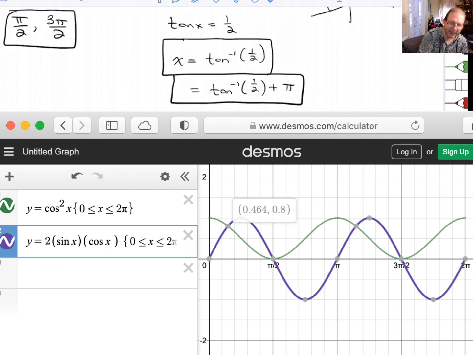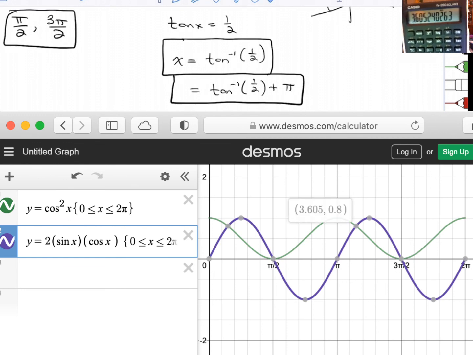And if I add pi to that, this should give me the other value. So that plus pi gives me 3.605. And if I come over here, sure enough, we get 3.605. So it's kind of nice to see the solutions show up on Desmos as well.